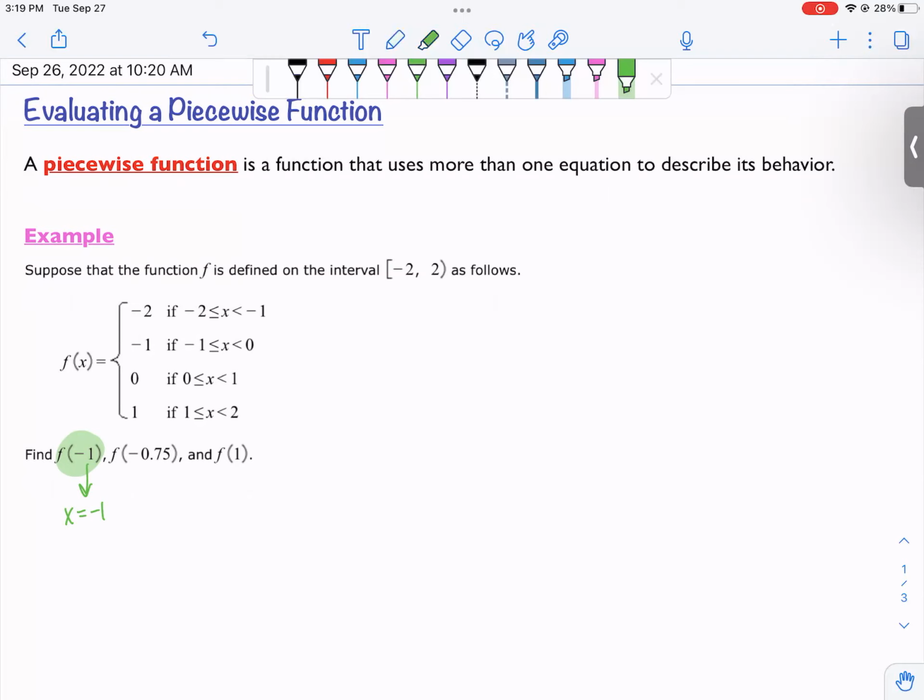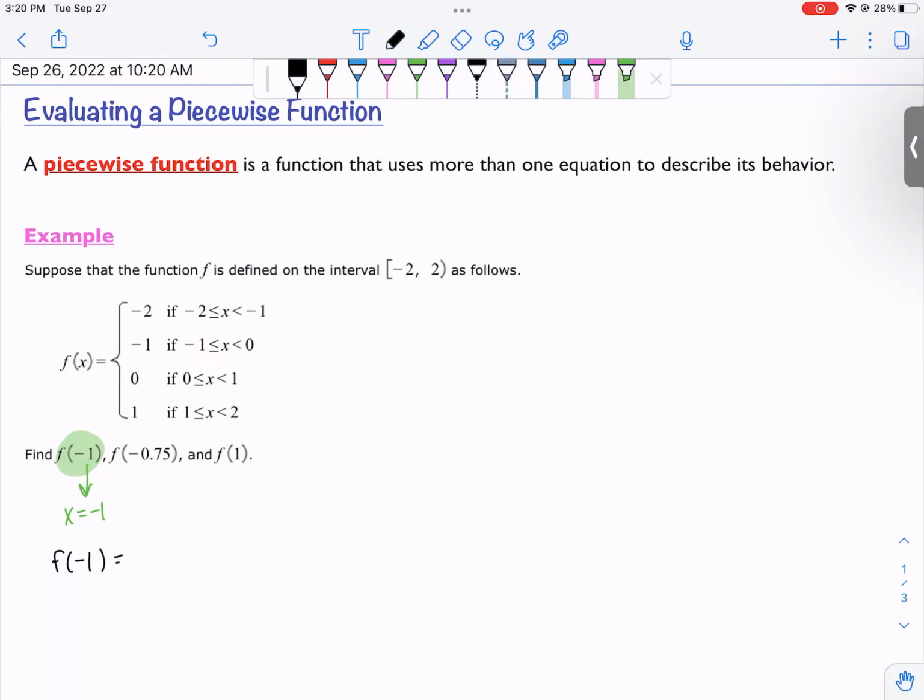Now there are two portions where we see -1 here. This is -2 to -1. This is -1 to 0. This portion is only used up until -1, but it doesn't include -1. And we know it doesn't include -1 because this isn't "or equal to". This is just a strict inequality. Right here, x is greater than or equal to -1 means that for -1, we use this portion of the function. So f of -1, we use this piece here because x is equal to -1.